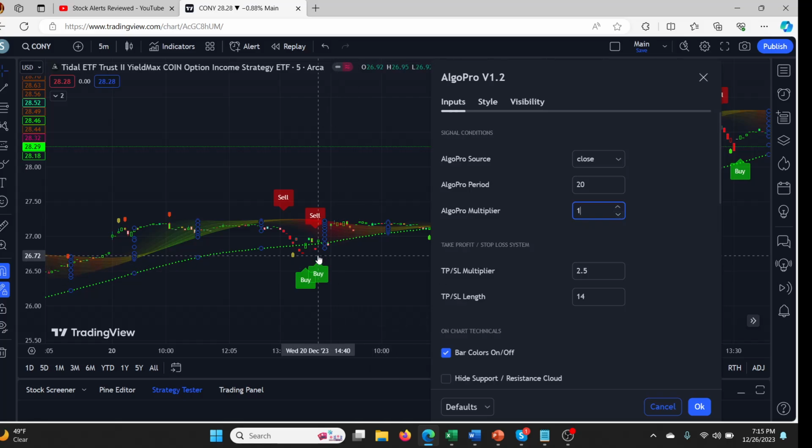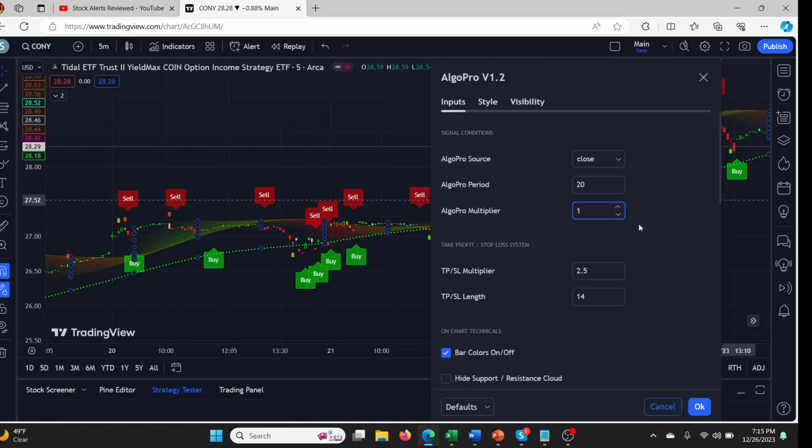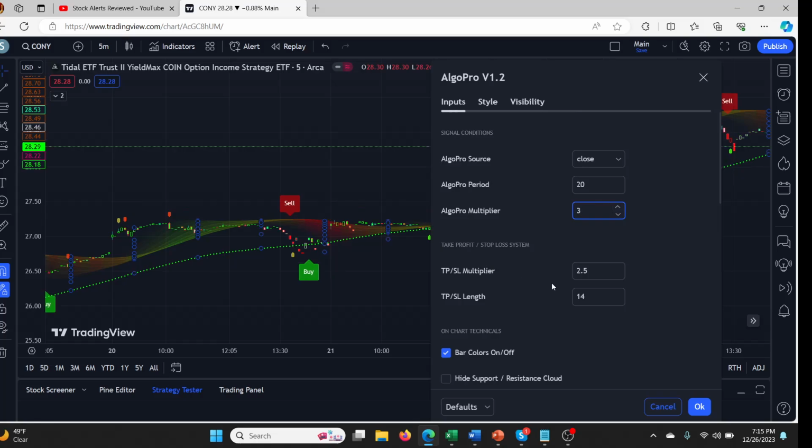Let's see if we can get rid of some of this junk. Go down to a 1. Oh, nope, that's horrendous. You don't want this many signals, that's for sure, so we'll go the other way. See if we can improve on the 5 minute here on CONY. Okay, that's a little bit better. So we're at 3, I'll go to 4, see if that makes things any better.